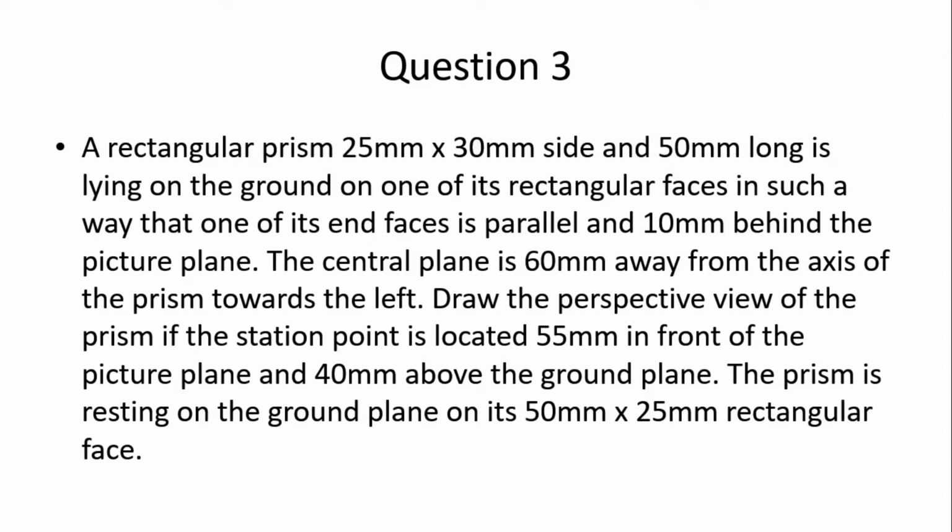The object for which we have to draw the perspective view is a rectangular prism of size 25 millimeter by 30 millimeter side and 50 millimeter long, and it is resting on the ground plane on its 50 millimeter by 25 millimeter rectangular face. So when you see the top view, you can see the shape, a 50 millimeter by 25 millimeter rectangle.